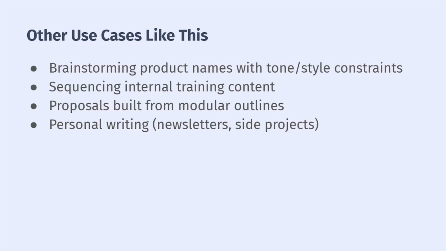So any kind of creative writing endeavor can be built this way. If you're brainstorming product names with tone and style constraints, like maybe let's not mention Guy Fawkes in front of our English customers. If you're trying to sequence internal training content, arguing about whether generative AI should go first or ML, you might have used a product like this. Building proposals for modular outlines could be done in this way. And anytime one of you wants to write project updates for the Slack channel, blog posts for the SEP site, or if you just like writing for your personal pleasure, it can be useful there.